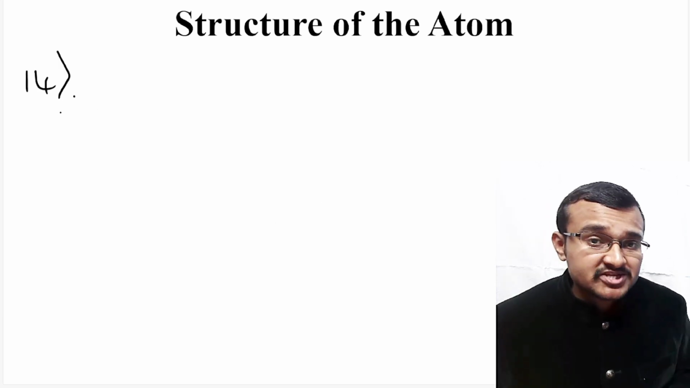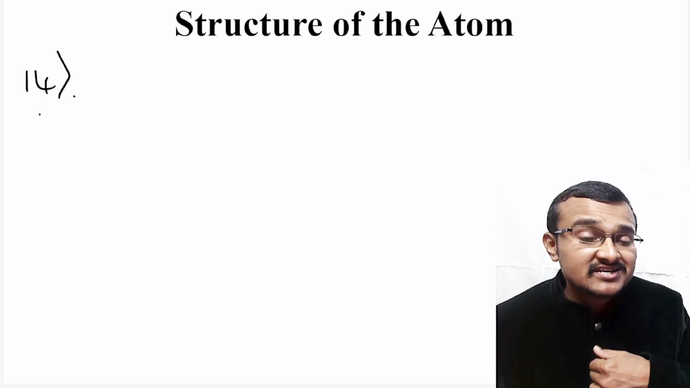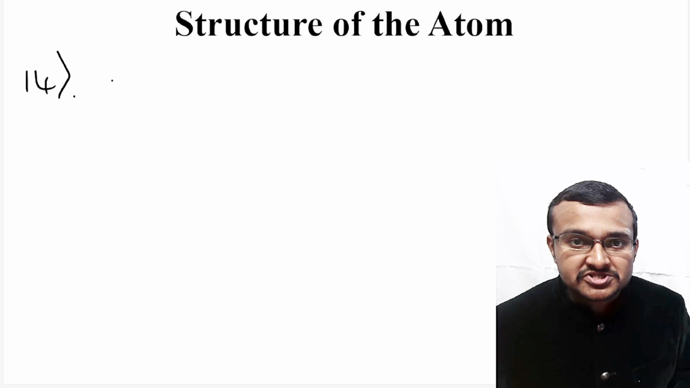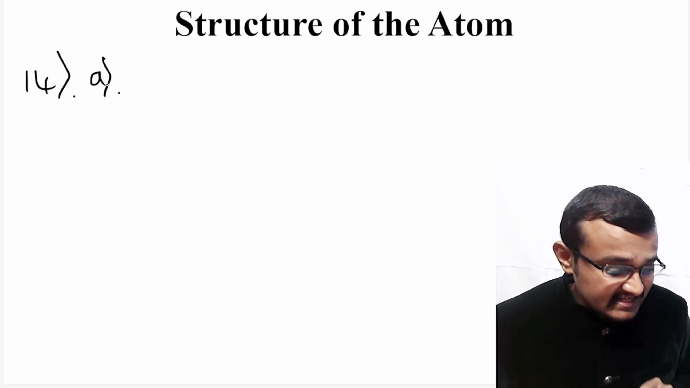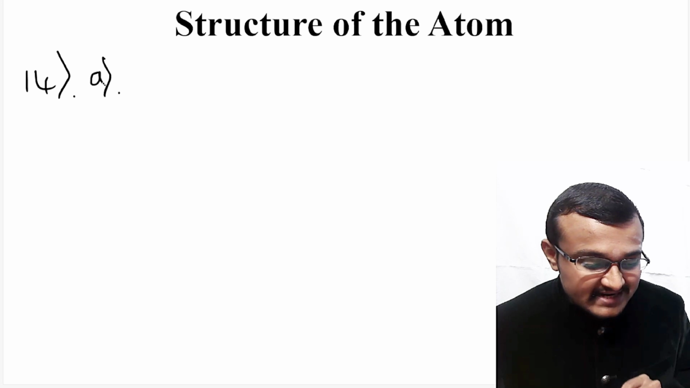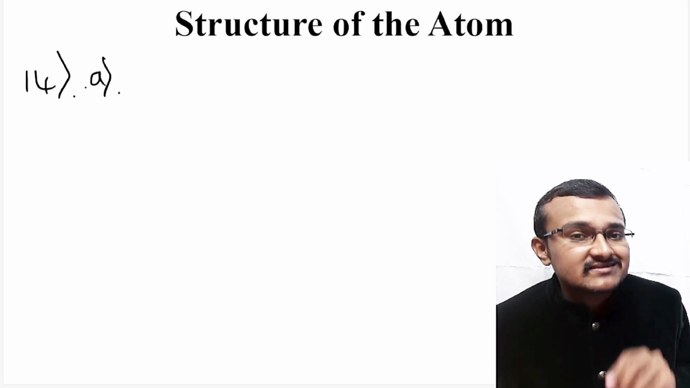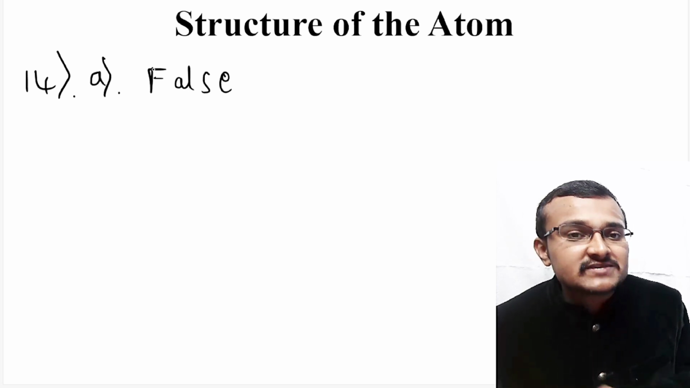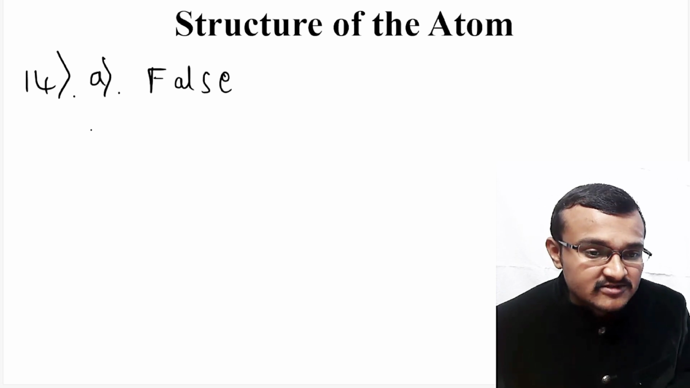Coming to the 14th question, here they have given 4 different statements. You should state true or false for these 4 statements. Coming to statement A, they have given: J.J. Thomson proposed that the nucleus of an atom contains only nucleons. This statement is false because J.J. Thomson didn't even come up with any concept of nucleus in his atomic model. So the first statement is false.